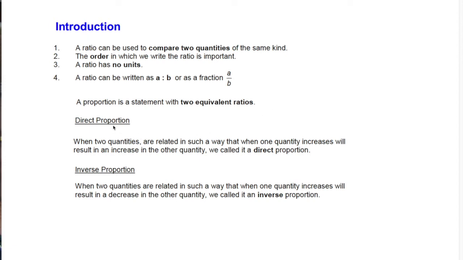We have two kinds of proportion. Direct proportion, when two quantities are related such that when one increases, the other will increase along with it. And next we have inverse proportion, when two quantities are related so that when one quantity increases, the other will decrease along with it. Let us begin by looking at direct proportion.